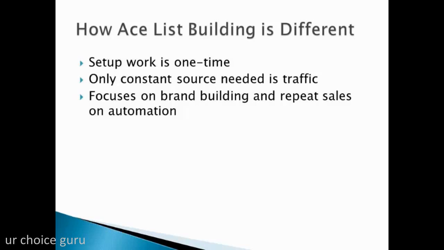This is what makes ACE List Building method special from many other list building courses, because setup work is only one-off and the only constant source you need is just traffic. That's all you need to do, and even that can be automated if you want to. The beauty of this system is that you can build your own brand and generate repeat sales on pure automation. In other words, when you refer a visitor to your website and he joins your mailing list, you can automatically build a brand for yourself and get repeat sales from the same customers over and over again without lifting a finger.